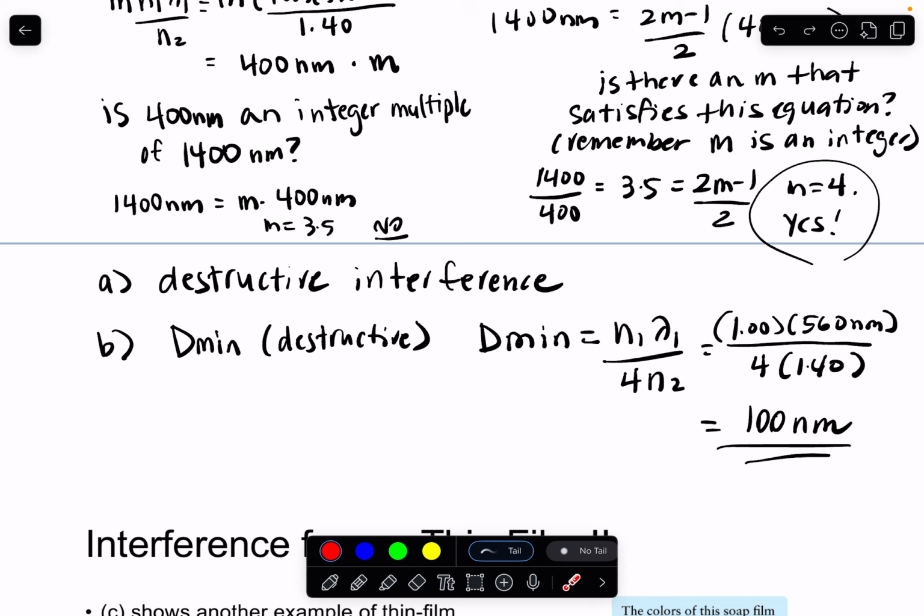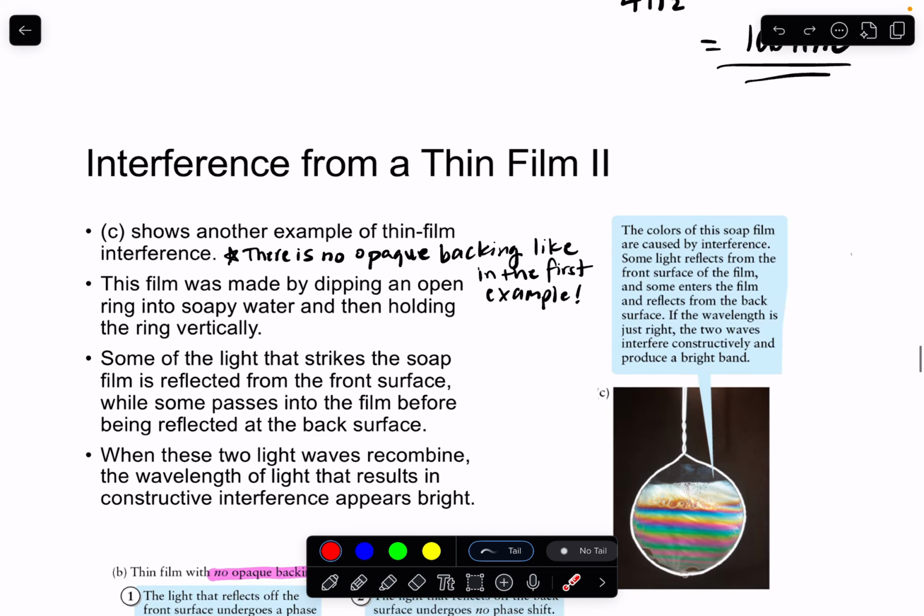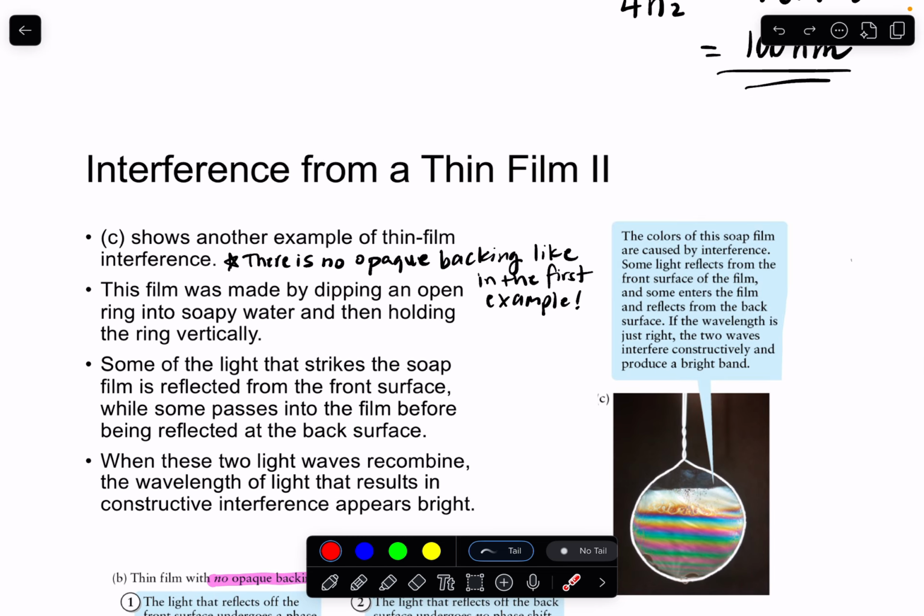Okay, so let's talk about another type of film. Just as a reminder, thin film 1 was a transparent film on top of an opaque surface, like a floor, right? Something where light cannot penetrate. But what if now you are having a great time over the summer and you're blowing bubbles, right? And you take the bubble wand and you notice that you have some interesting color effects going on. Well, what's on either side of this soapy film? It's air and air, right? It's not a soapy film on the floor. It's a soapy film in air. So both sides of the film are air.